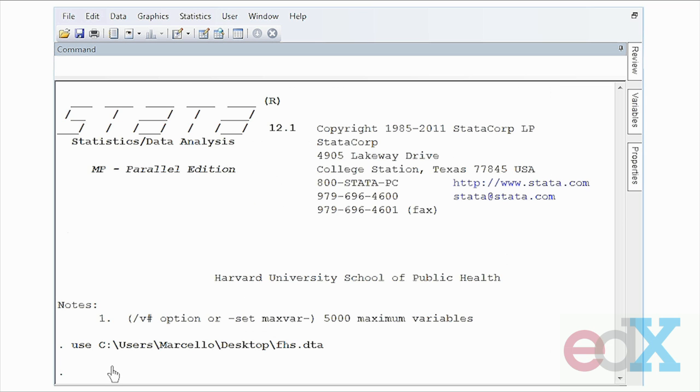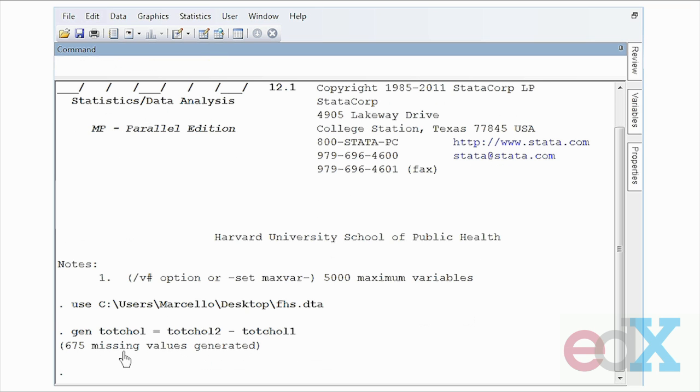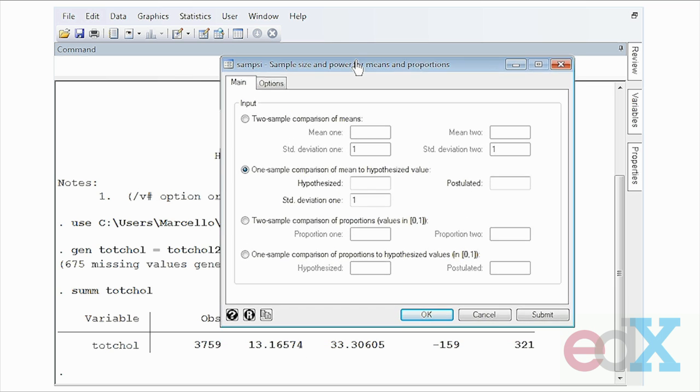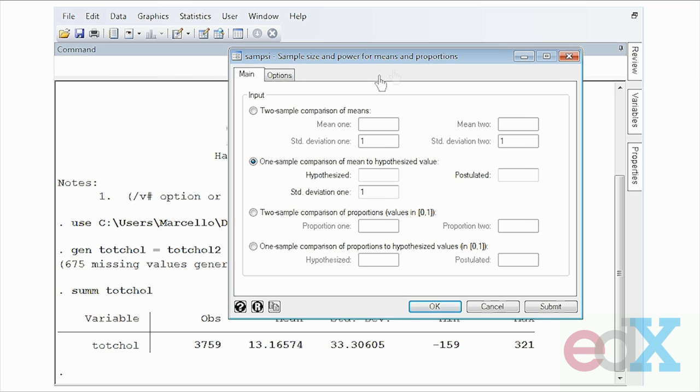You remember we defined Todt-Scholl? We defined Todt-Scholl to be the difference between the cholesterol level at visit 2 minus the cholesterol level at visit 1. And so we had this variable Todt-Scholl, and so let's summarize it to remind us what we had before, and there it is. So remember we said, oh, the mean was 13 and the standard deviation was 33. Now let's bring back our SAMC, it's called. There it is, SAMC. Let's bring that back.